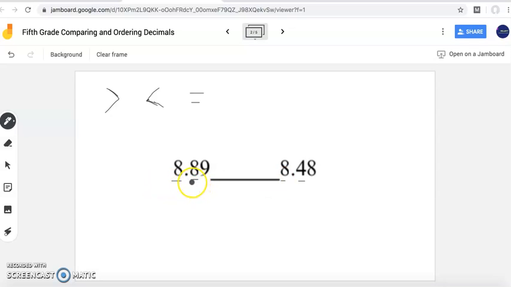So in this number here, 8 tenths is much larger than 4 tenths. Therefore, this entire number, 8 and 89 hundredths, is greater than 8 and 48 hundredths. And notice I use that greater than symbol to compare these two numbers. And as a reminder, the greater than symbol does eat the larger number. Yes, I know you use that in third and fourth grade, but if you need to use that to help you when comparing these numbers, you are welcome to use that as well in fifth.